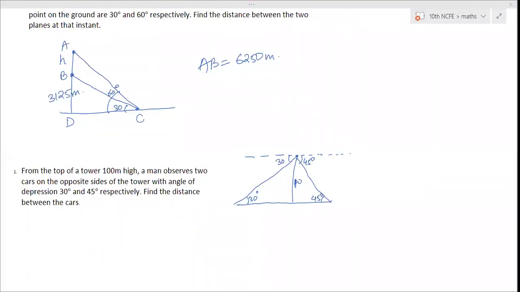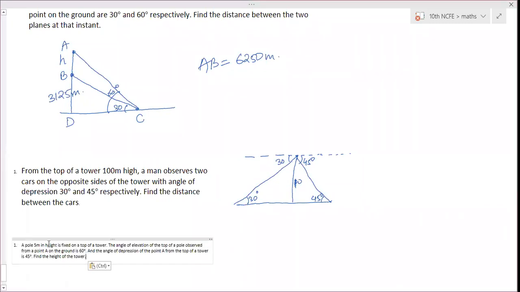Ma'am, won't we get 1 mark for the correct diagram at least? Dimensions wrong, so I cut the marks. The dimensions consideration you have done wrong. That's the reason I cut full marks. Okay, ma'am.